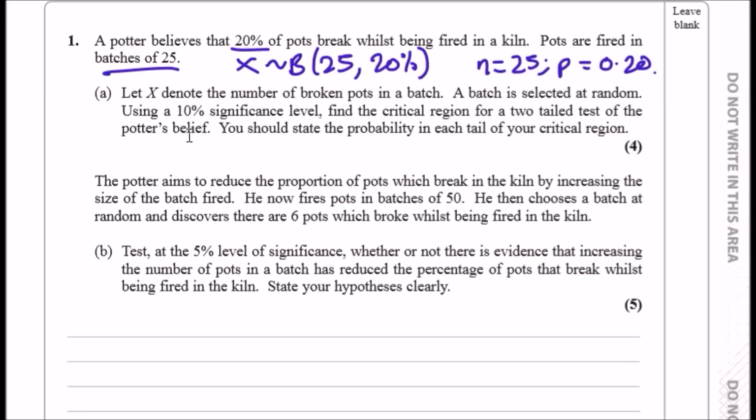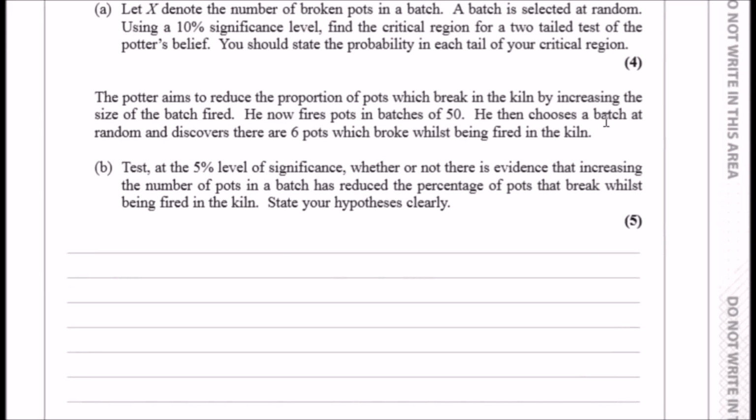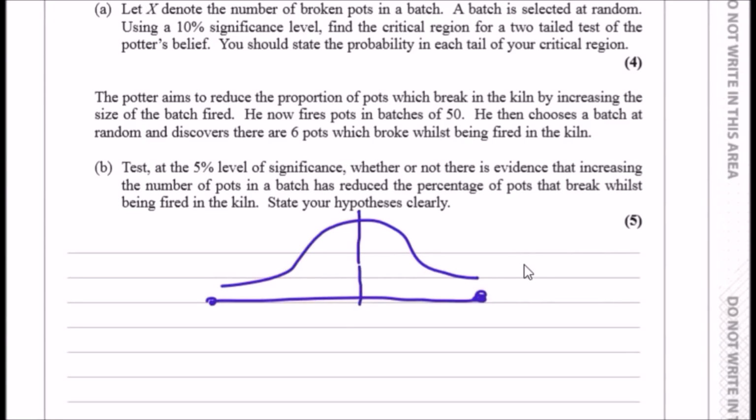Now, given it's a two-tailed test, we should consider a bell curve or straight line, either is fine. This means that we split the 10% directly in half, so we take half of 10%, which is 5% because it's two-tailed, and we allocate 5% in this region and 5% in this region.